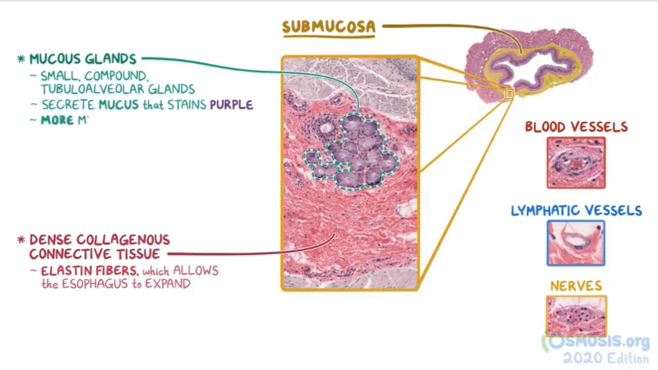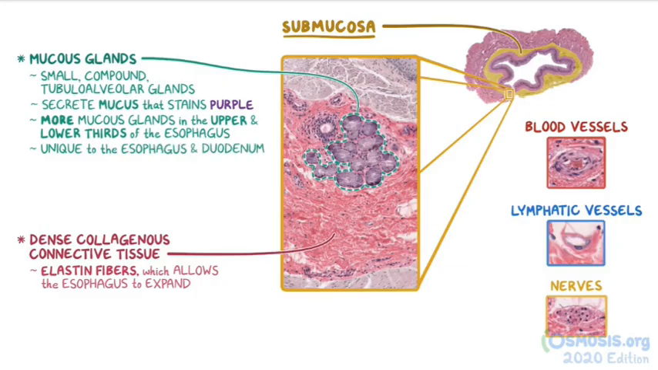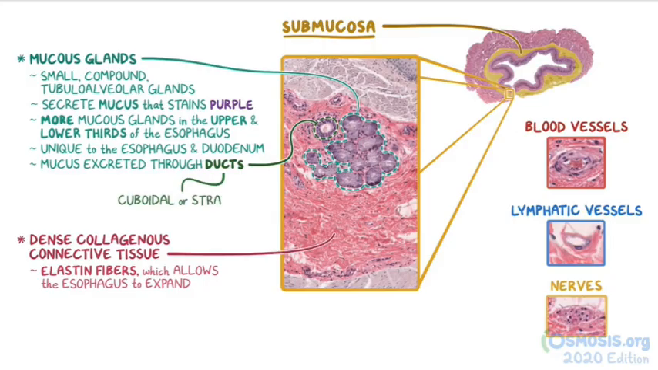There are typically more mucus glands present in the upper and lower thirds of the esophagus. The location of mucus glands within the submucosal layer is actually a unique feature specific to both the esophagus and the duodenum. The mucus is excreted through ducts that reach the mucosa's epithelium in order to help lubricate the surface. These ducts typically have cuboidal or stratified cuboidal cells.